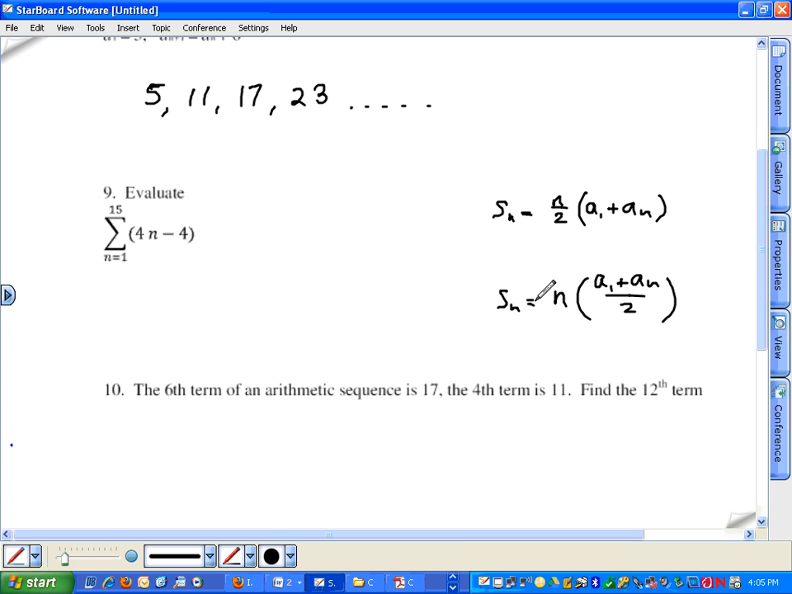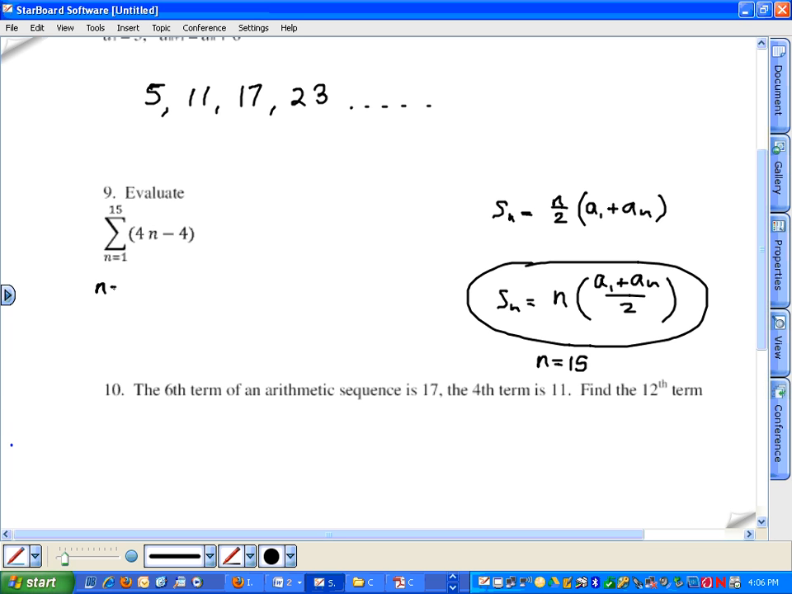You can use either one you want for any situation, but since we're adding an odd number of terms, we're adding 15 terms, you can choose to use this one. If we use the top one, we'd have to take 15 and divide it in half, which would result in a decimal. So if we're using this form, we need to know the number of terms, which is 15. And we need to know the first term and the last term. Those are going to be found using the explicit formula when n equals 1 and when n equals 15.